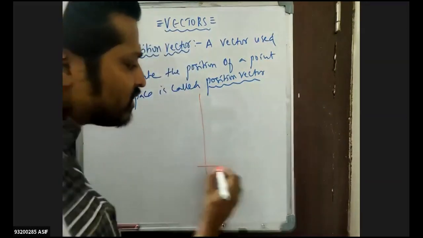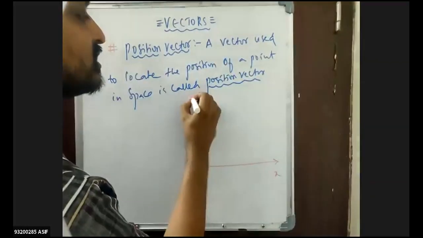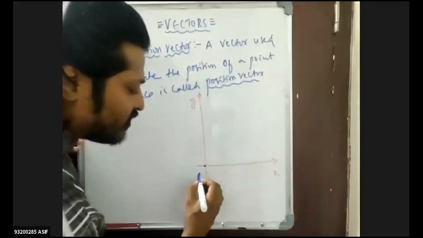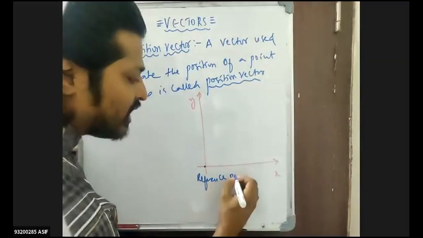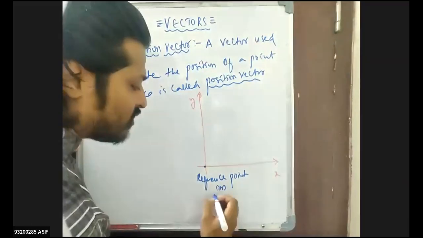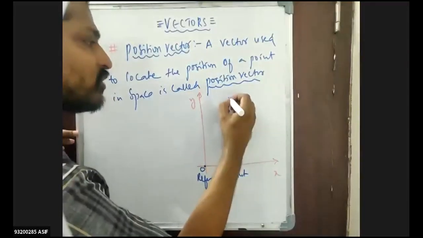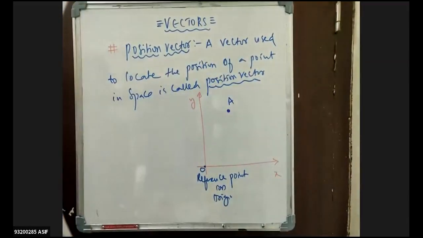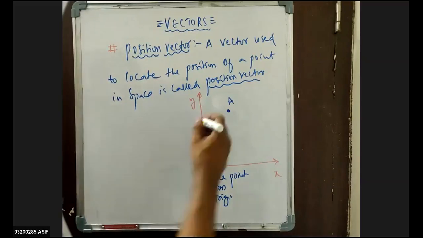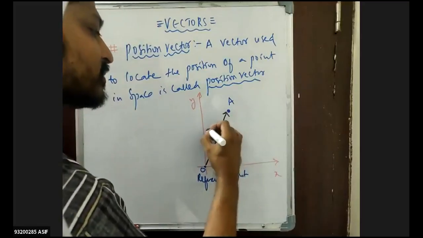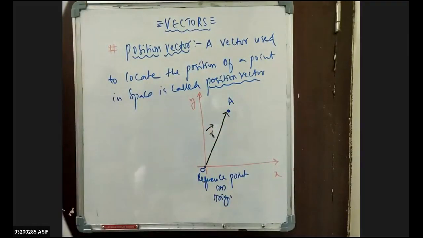Say in this figure, this is your x-axis, this is your y-axis. This is your origin, and it is known as the reference point, or we also call it the origin. Somewhere I am located at a point A. To tell my position, we draw a vector which joins the point O to the point A, like this. O to A gives me the magnitude, and that is represented by R bar.